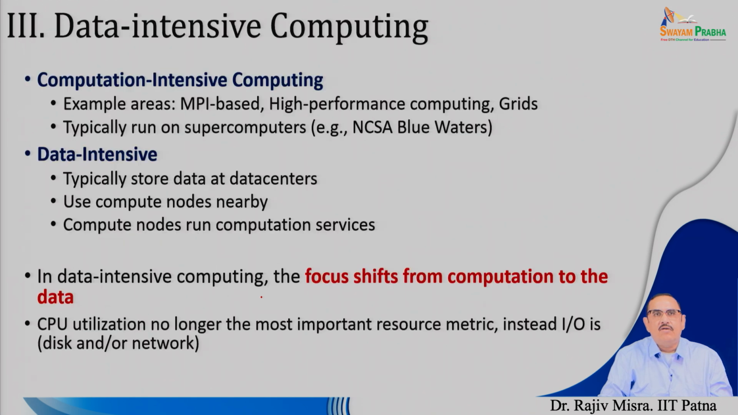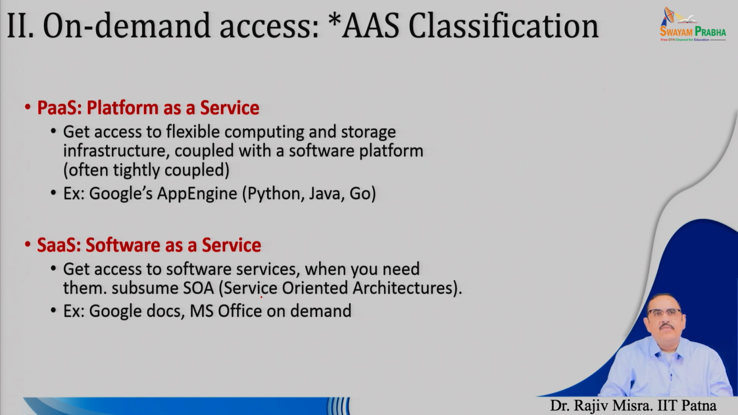The second important type of on demand service is called platform as a service, also called PaaS. Platform means that you get access to flexible computing and storage infrastructure coupled with a software platform, often tightly coupled. Google's App Engine provides platforms such as Python, Java, and Go. The platform is provided, so the programmer need not worry about the underlying system or infrastructure. A Python environment is provided directly, so you can write a Python or Java program and run your job.